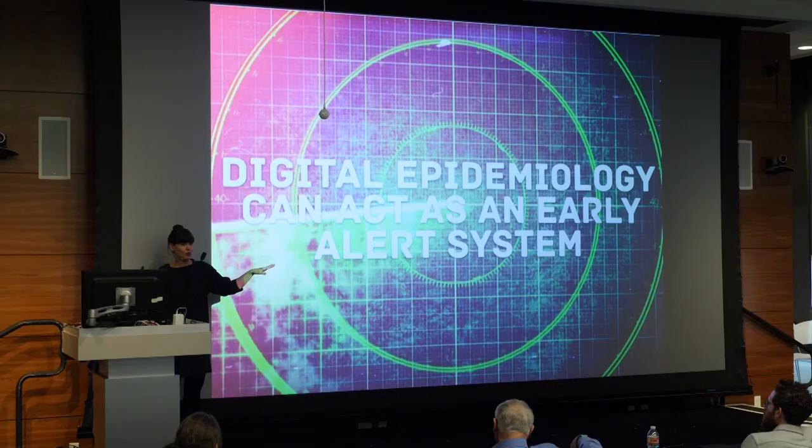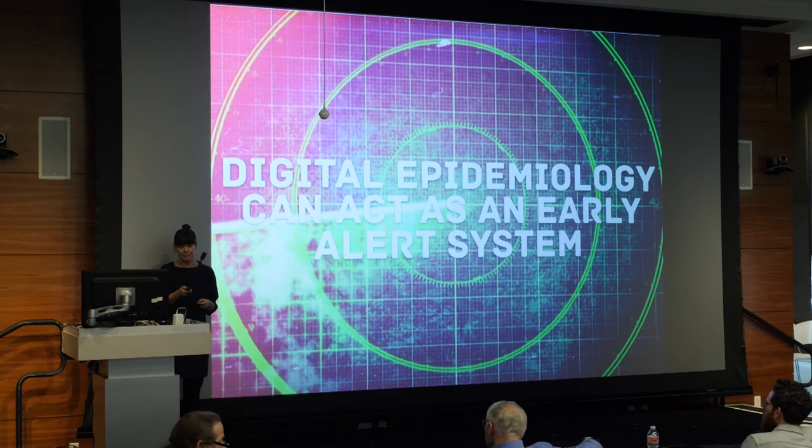So digital epidemiology might be one of these early alert systems, something that we can use to say, okay, what's going on out there in the world? Let's not wait until it's confirmed as Ebola by some laboratory. Let's look for that initial signal. Let's look for that March 14th news story, and let's get our little tiny portable sequencer out there to try and figure out what's going on.